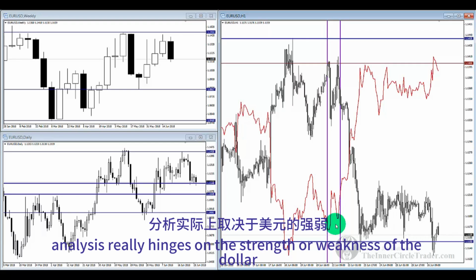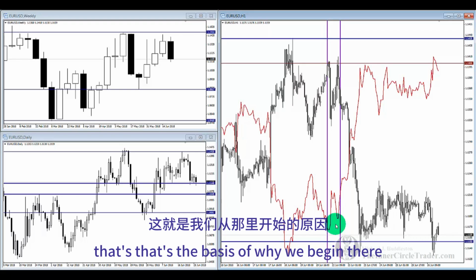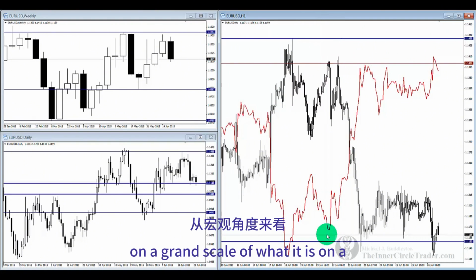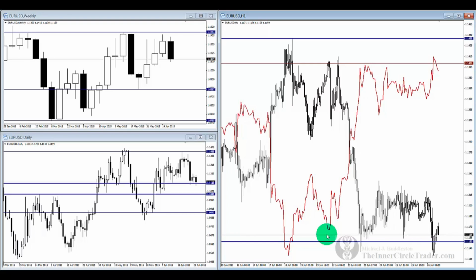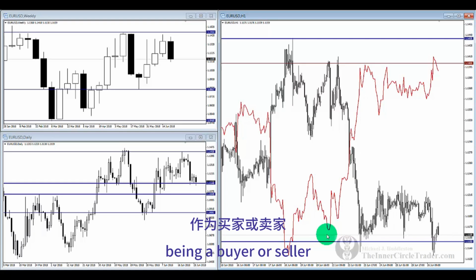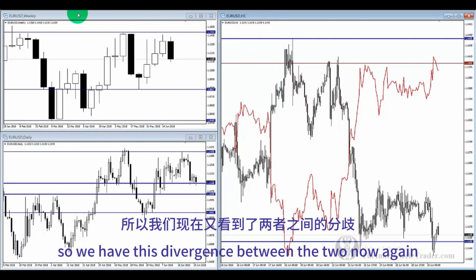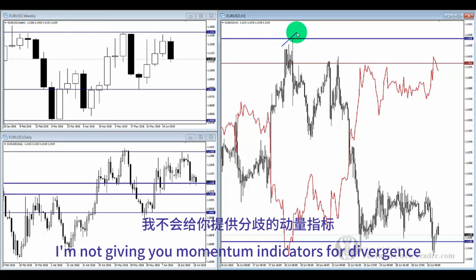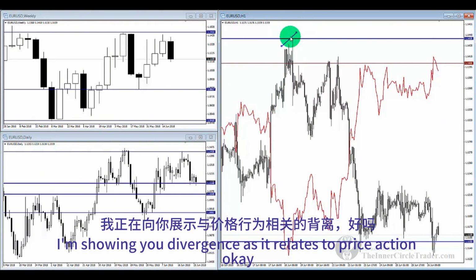Because our analysis really hinges on the strength or weakness of the dollar, that's the basis of why we begin there, because it gives you every ability to see what the smart money's doing on a grand scale, being a buyer or seller. So we have this divergence between the two. Now, again, it's comparing price action only. I'm not giving you momentum indicators for divergence. I'm showing you divergence as it relates to price action.